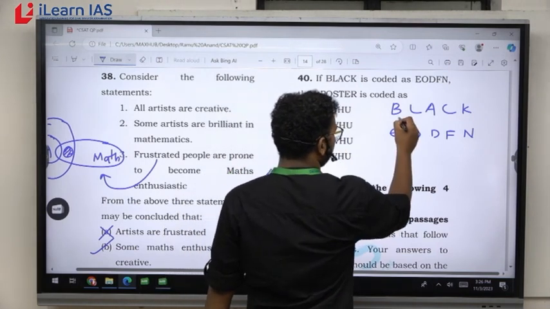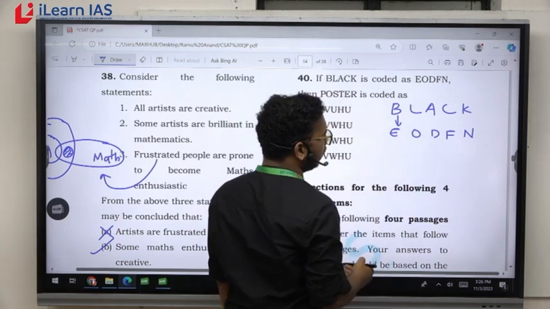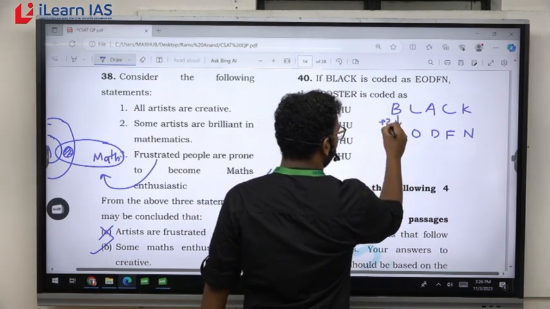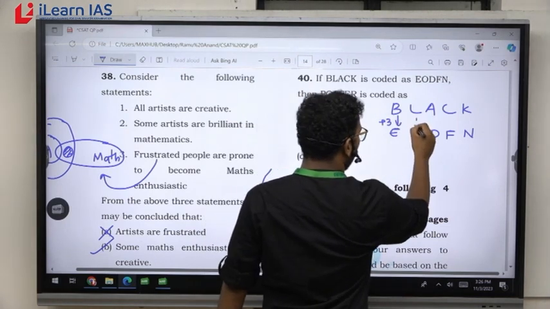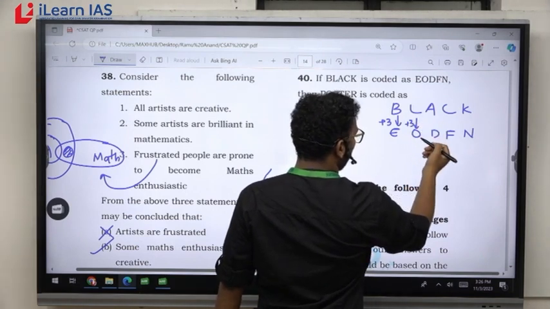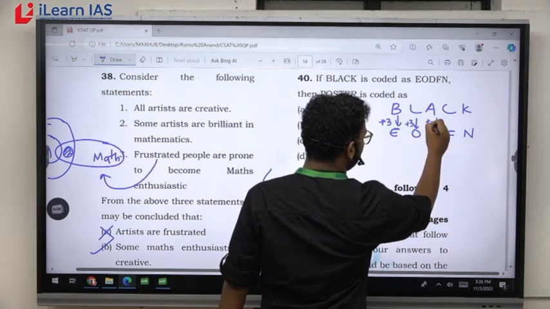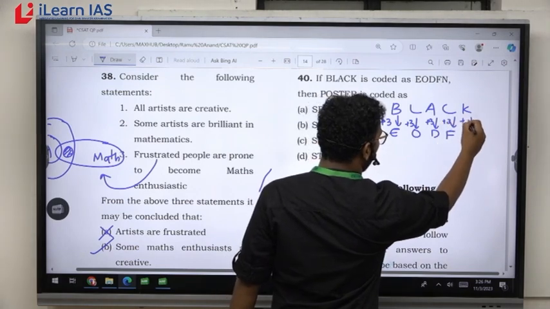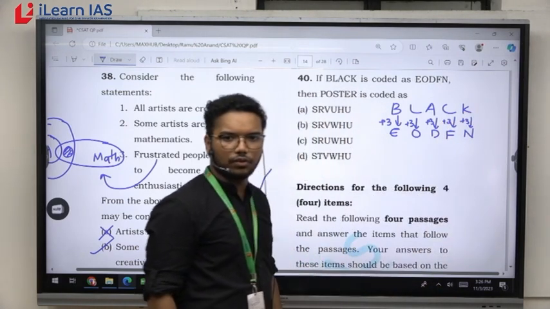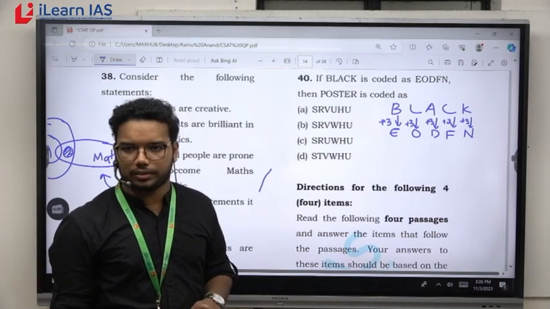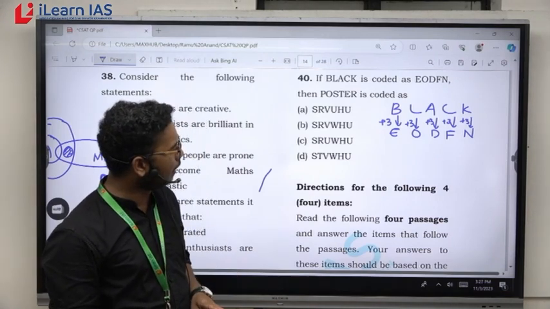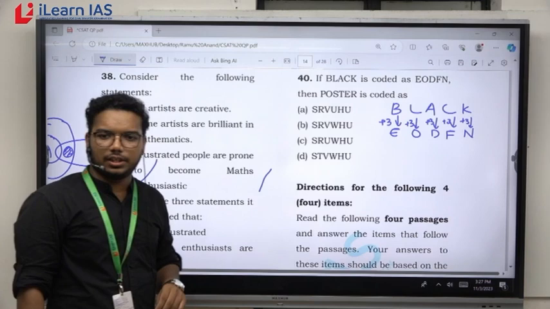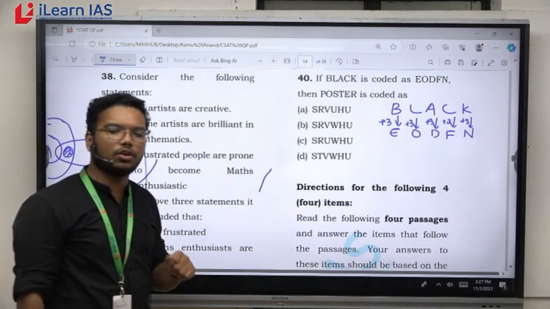What is the relation? B plus 3 is E. L plus 3 is O. A plus 3 is D. C plus 3 is F. And K plus 3 is N, if you are taking it in alphabetical order. So what did we understand? Every letter is replaced by its third consecutive letter.